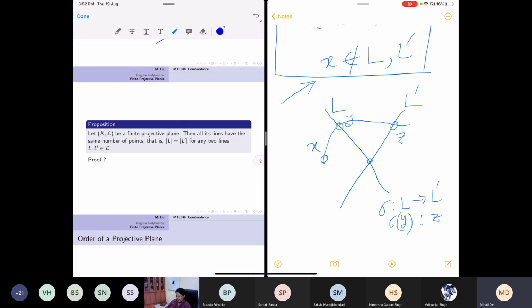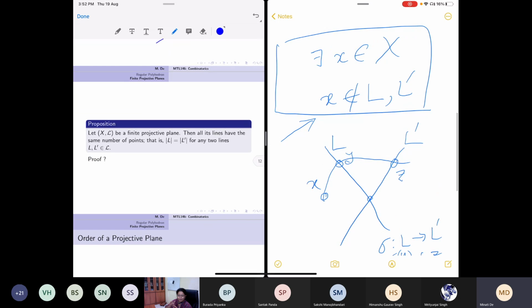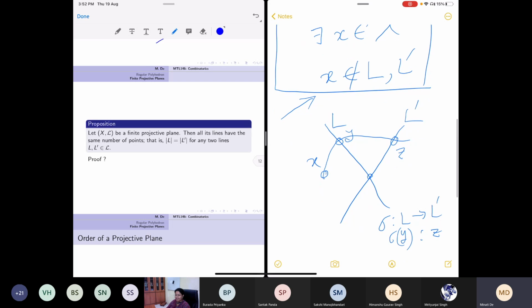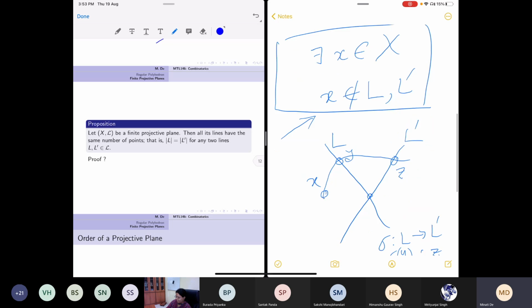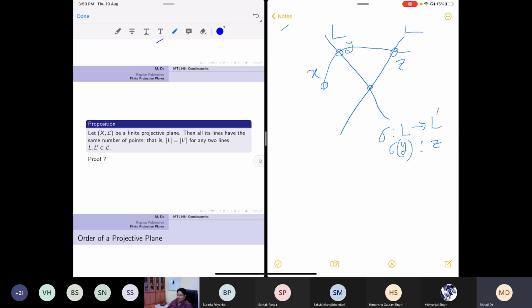If you want to prove this proposition, the two main things, as I mentioned, are: first, you need to prove that there exists some point x which belongs neither to L nor to L dash. And second, the function which I defined is a bijection. Then you are done. So let's come back to them one by one. Can you prove the first thing first? Can you prove that there exists one point x which belongs neither to L nor to L dash?